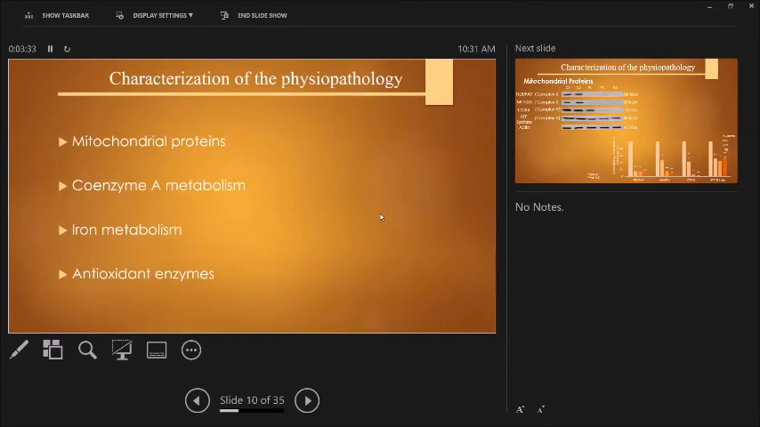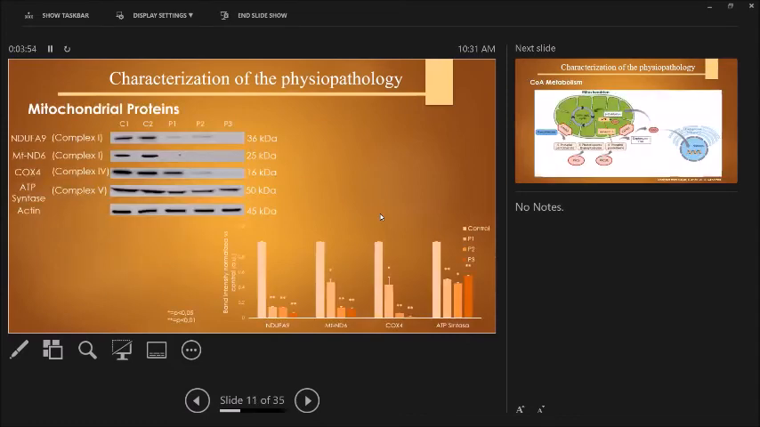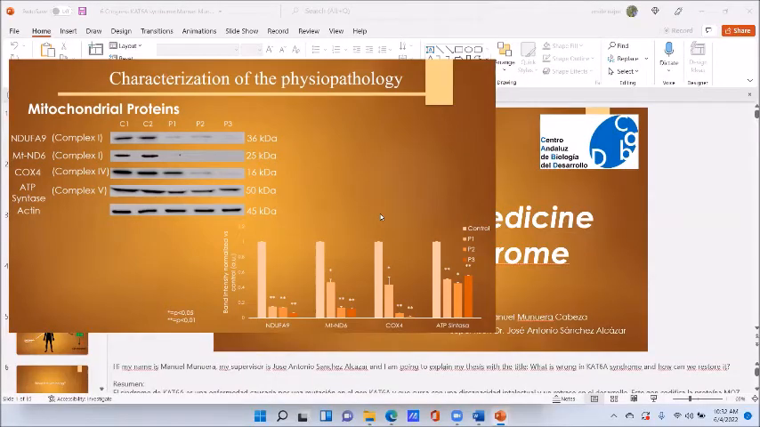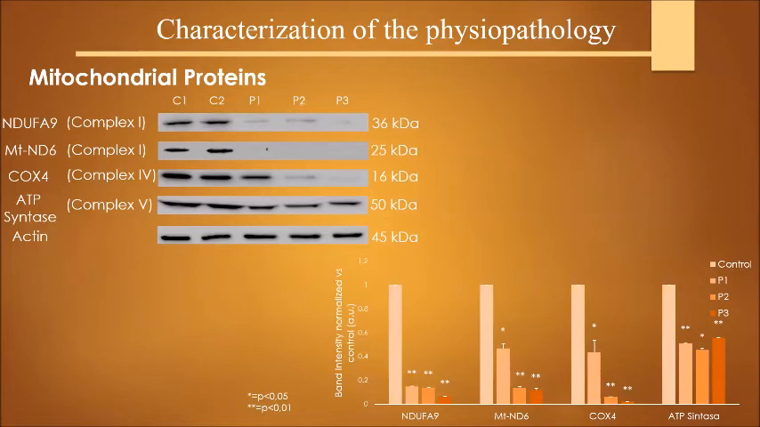Well, we started studying some pathways. First of all, we started with these pathways because in our lab we are working with them, and I am going to explain why we chose them. These pathways are mitochondrial proteins, coenzyme A metabolism, iron metabolism, and antioxidant enzymes. As the KAT6A disease has some neuronal symptoms, this is usually related to a lack of energy. This energy is produced in mitochondria, specifically in the respiratory chains.